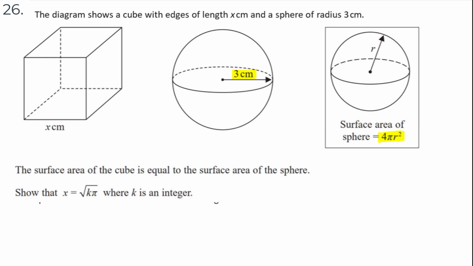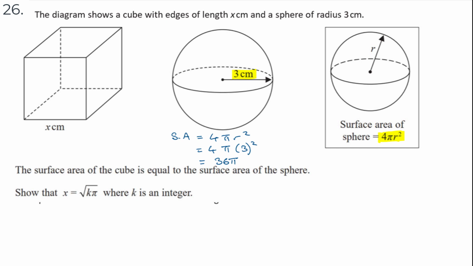Okay, so let's start with the surface area. So surface area of sphere. Surface area is equal to 4 pi r squared, which is equal to 4 times pi times 3 squared. Well, 3 squared is 9, and 9 times 4 is 36. So that means that the surface area of this sphere is going to be 36 lots of pi. Okay, so that wasn't actually that hard.